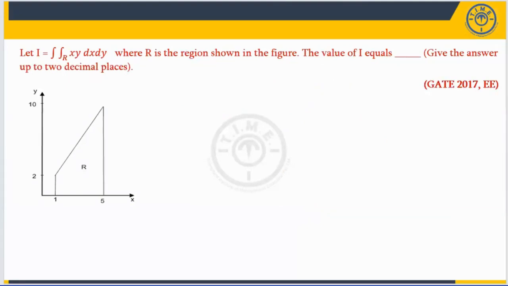So this was asked in the year 2017 for electrical. Let I be equal to, can you see the diagram? Yes, okay. Right. So the value of the integral I is equal to. So how to evaluate that or how to integrate it?